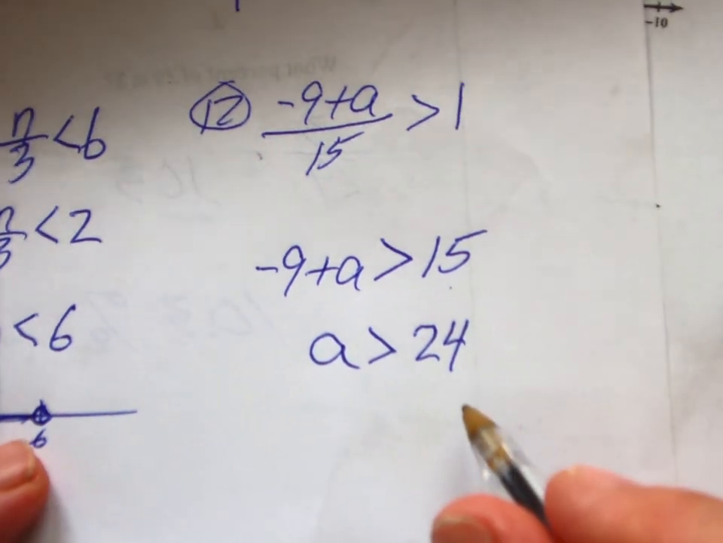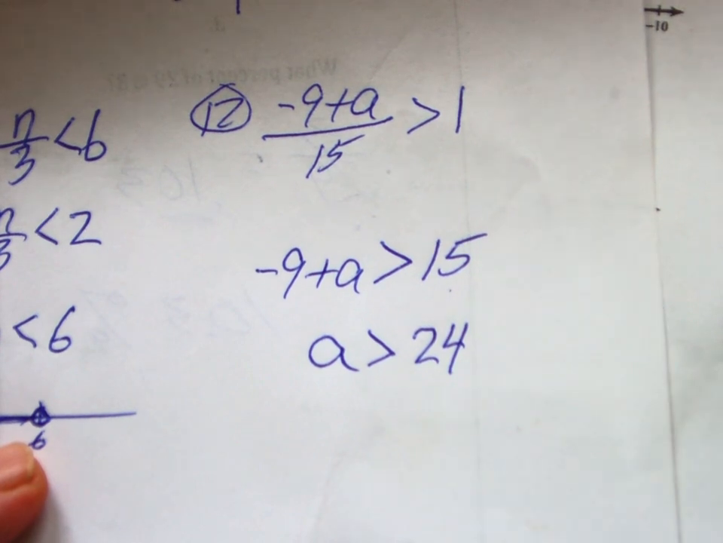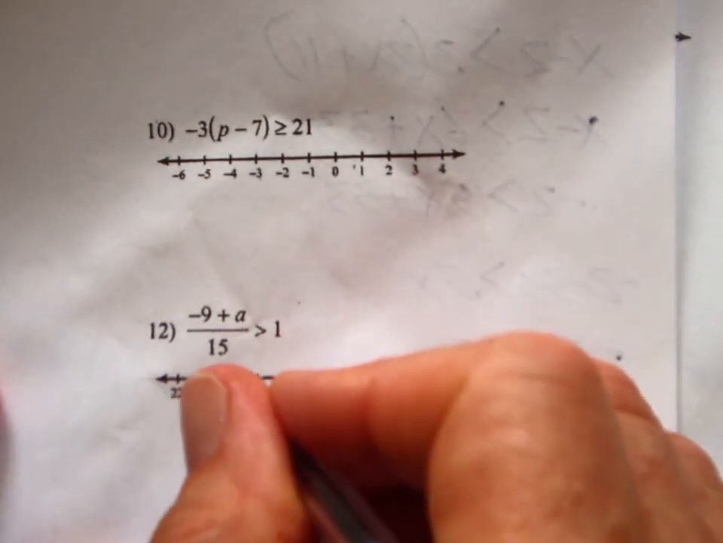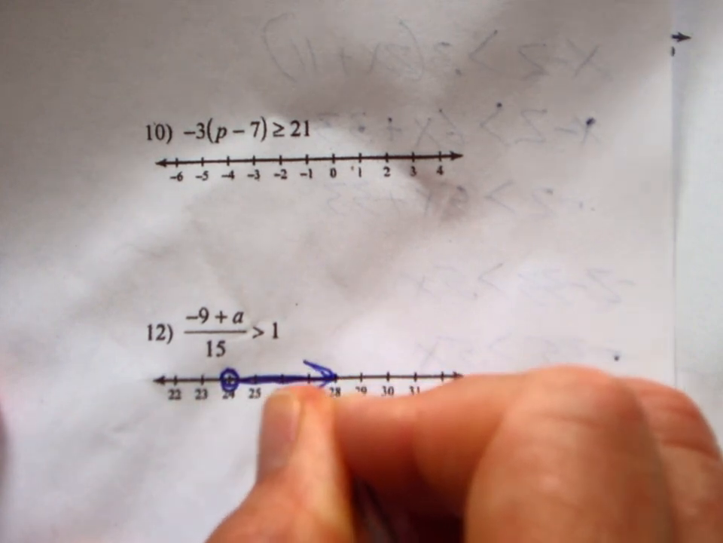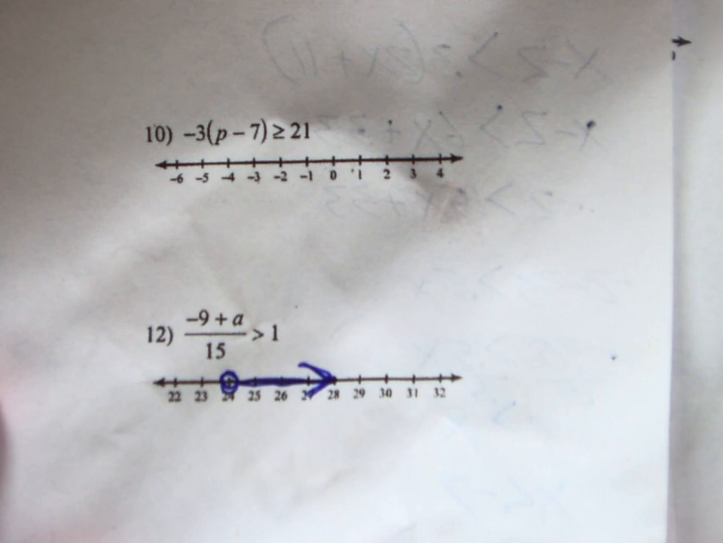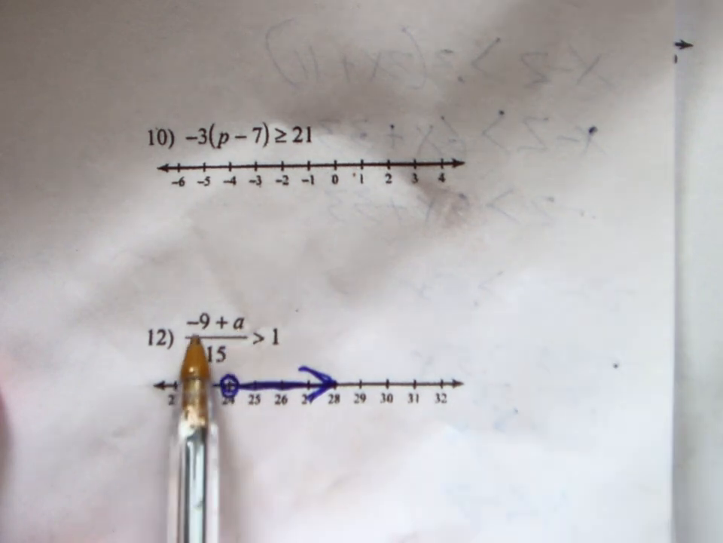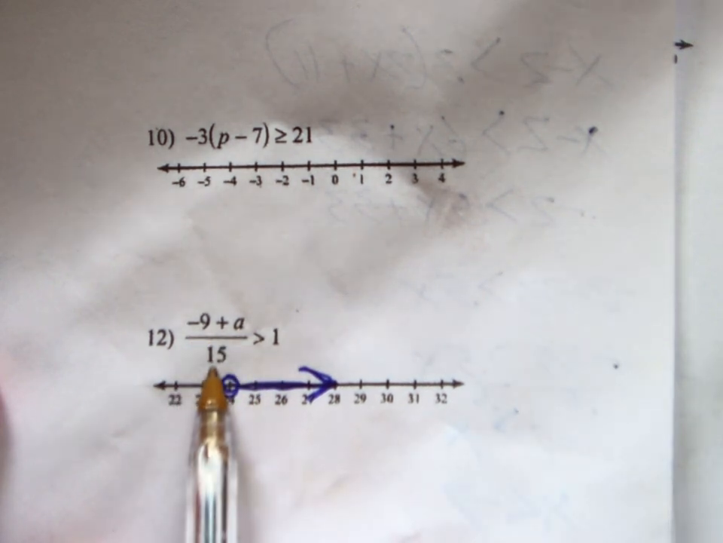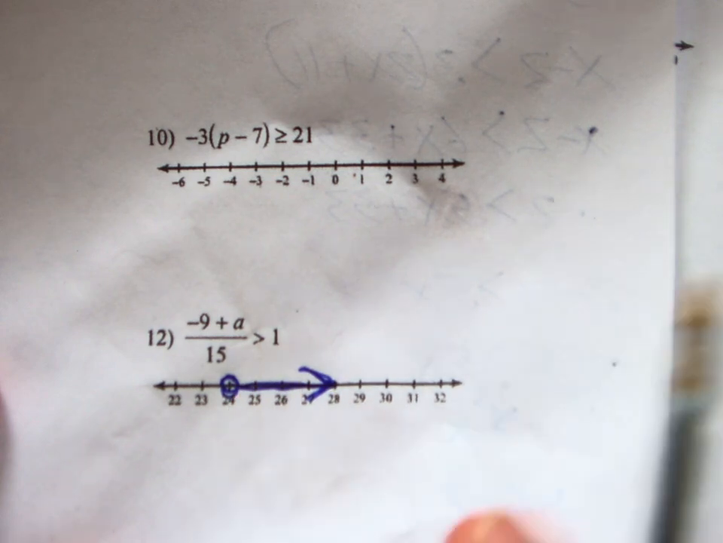Again, you would go to 24 on your number line, put an open circle, and an arrow going to the right. Okay, so here on your paper, you would go to the 24, you'd put an open circle, and you'd put a line going this way. That would be your answer. Okay? If you put 24 in here, by the way, you get 24 minus 9 is 15 over 15 is 1. 1 is not greater than 1. It's equal to 1. That's why 24 doesn't work. It's equal, not greater. But anything a little bit bigger is going to work.